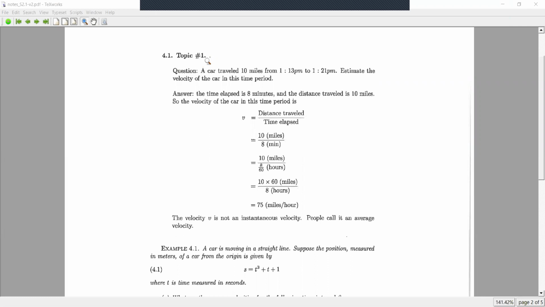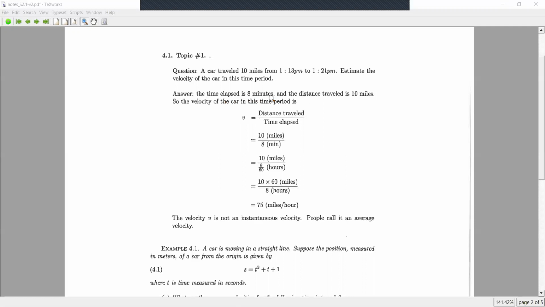Now, I present today's topic: find the instantaneous velocity of a moving object. Before I present the topic, let me ask you this question as a motivation. A car traveled 10 miles from 1:13 p.m. to 1:21 p.m. The question is, what is the velocity of the car in this time period? From 1:13 p.m. to 1:21 p.m., the time elapsed is 8 minutes. The car traveled 10 miles in 8 minutes. How fast was the car traveling?